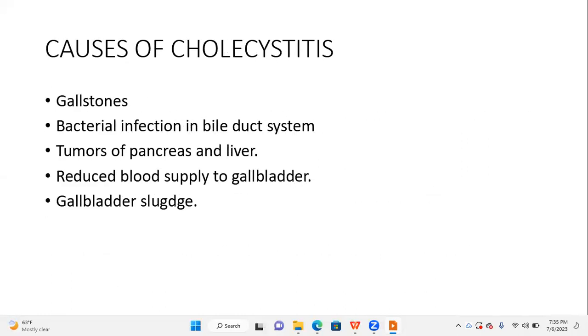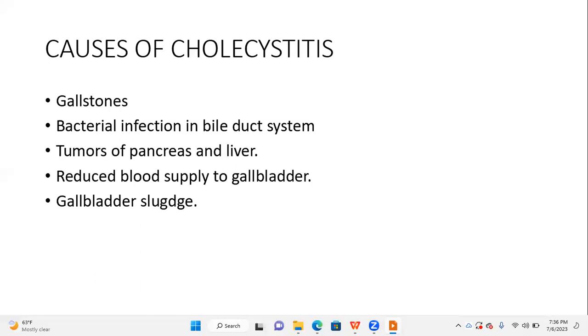So the causes of cholecystitis are gallstones and bacterial infection in the bile duct system. The bile duct system can have bacterial infection even when there is an infection in the small intestines. As I said earlier, the common bile duct joins the small intestines when transporting the bile. So if there's infection in the small intestines, this infection can also spread to the bile ducts.